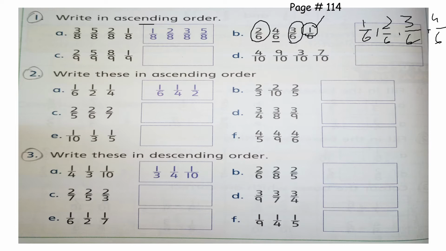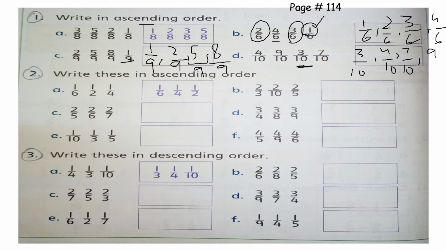Now come to C part. These are also like fractions, so it's very easy to compare. 1 by 9, then 2 by 9, then 5 by 9, and 8 by 9. Now here this one is smallest because the numerator is 3 here, then 4 by 10, then 7 by 10, and then 9 by 10.